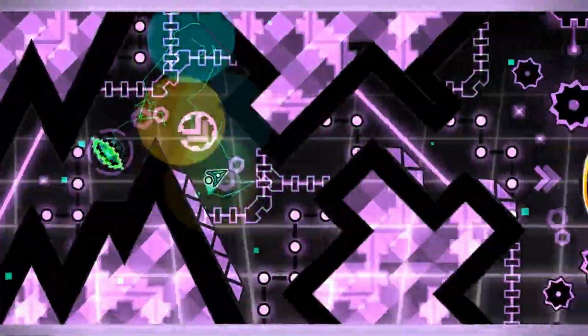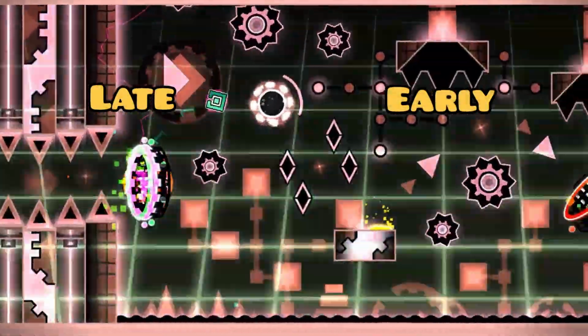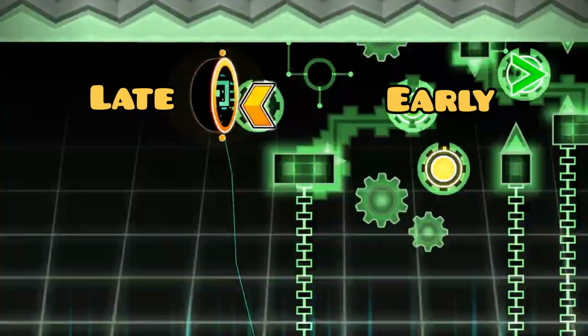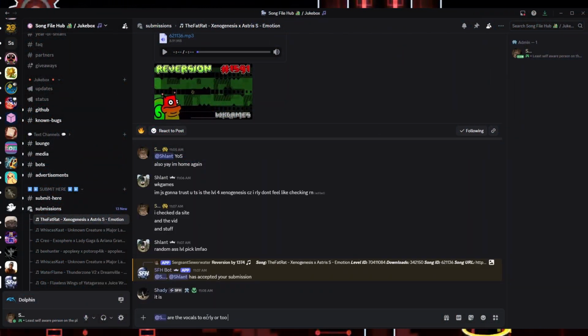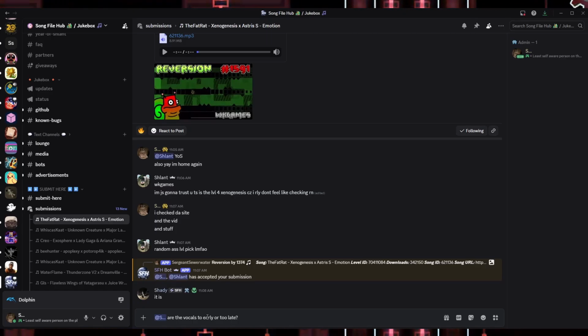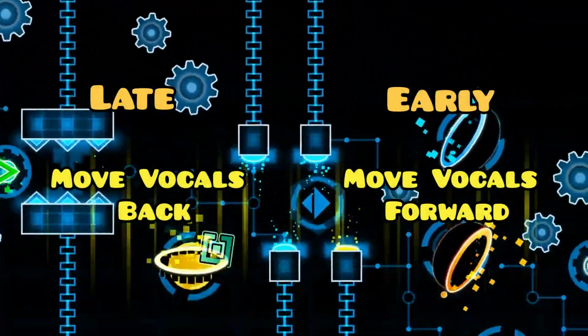In order to fix off sync, you first need to identify if your vocals are too late or too early. If your mashup was rejected by a Songfile Hub staff member and you can't figure out if it's too late or early yourself, you can always ping the staff member and ask. If your vocals are too early, move them forward. If they're too late, move them backward.